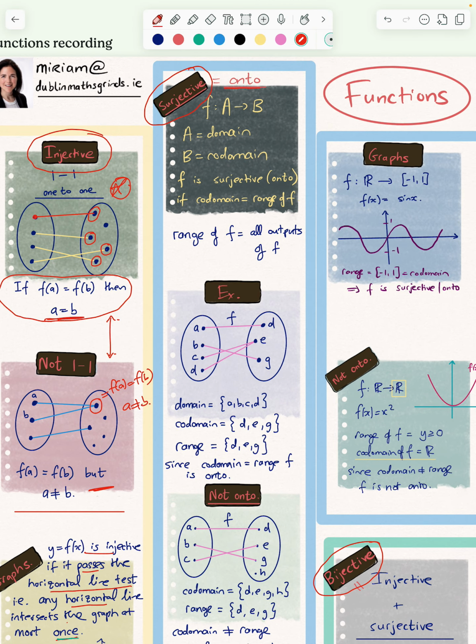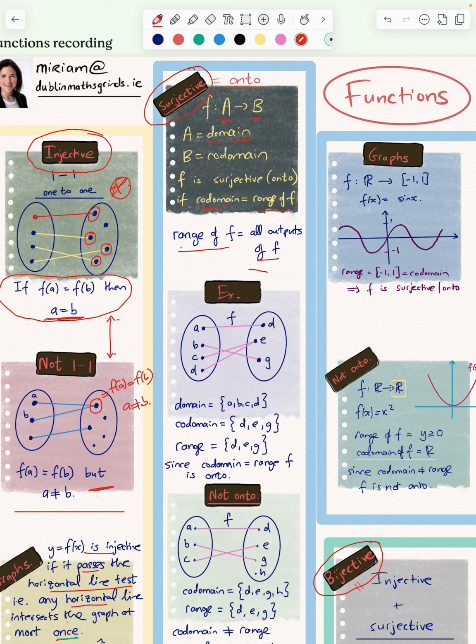The other term for describing surjective is onto, which makes sense now, hopefully, when I describe what it is. So if f is mapping from A to B, A is known as the domain. They're all possible inputs, all possible x values. B is the codomain, all possible outputs, all possible y values. And f is surjective or onto if the codomain is equal to the range. Now, the range of f is all the outputs of the function.